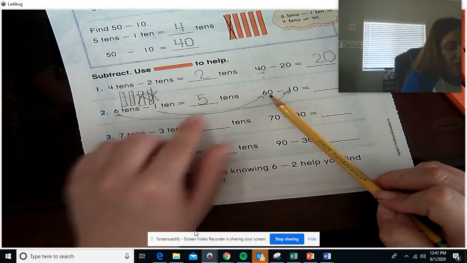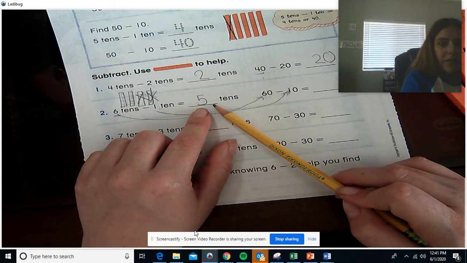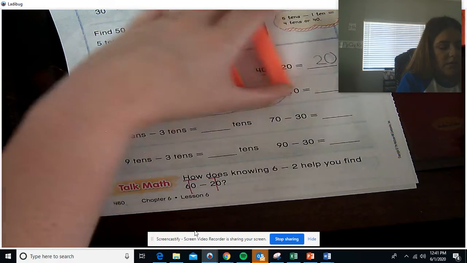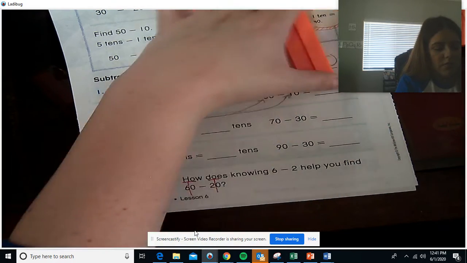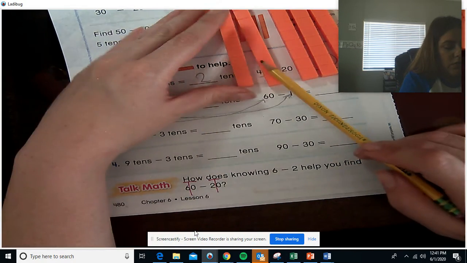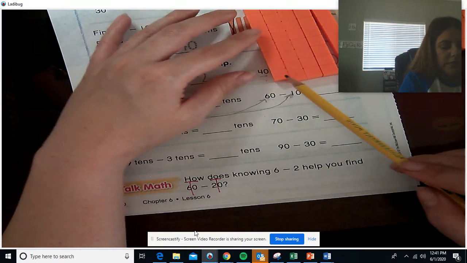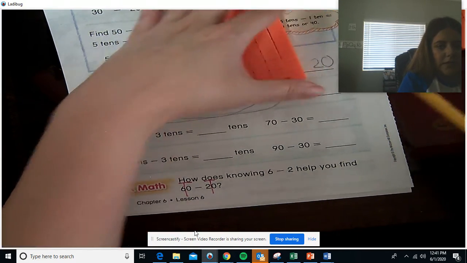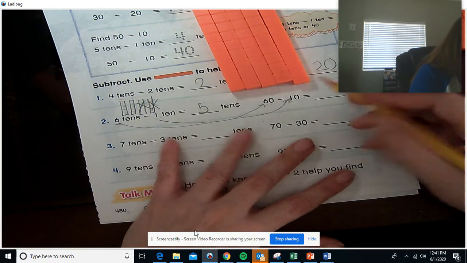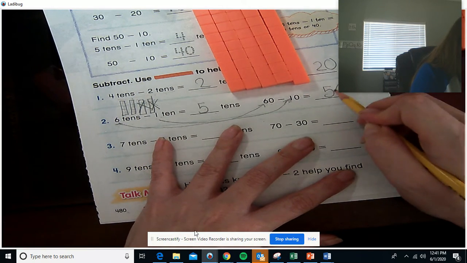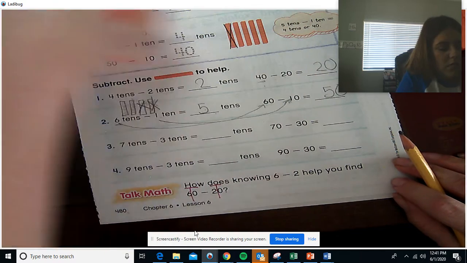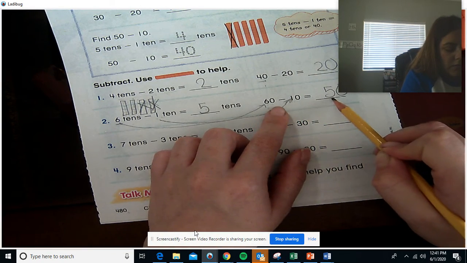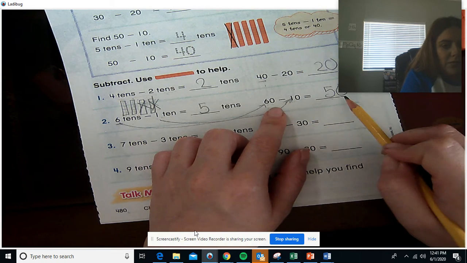And then 5 tens is counting by tens, right? So if I had 5 tens, 1, 2, 3, 4, 5, that really is 10, 20, 30, 40, 50. That is 50. All I'm doing is 6 minus 1 equals 5, and then I'm adding that 0 at the end.